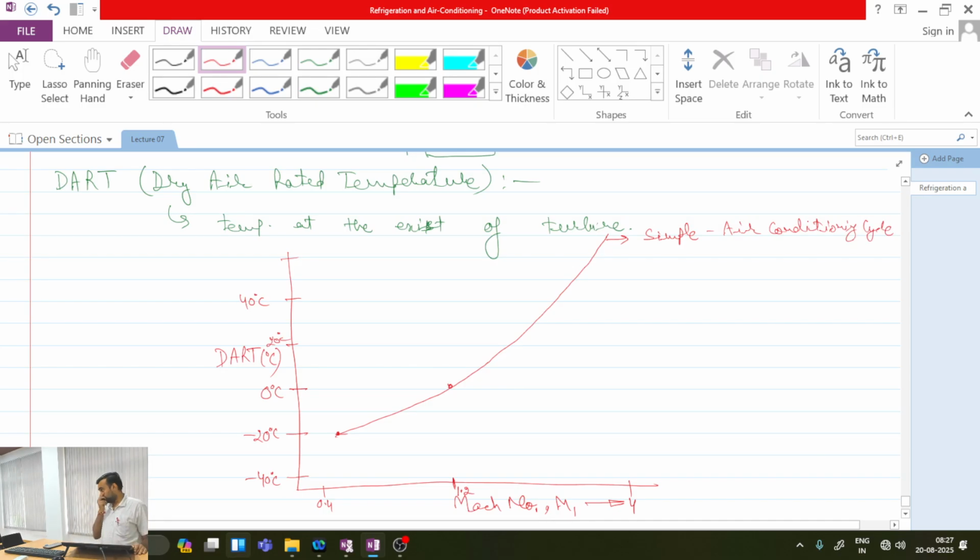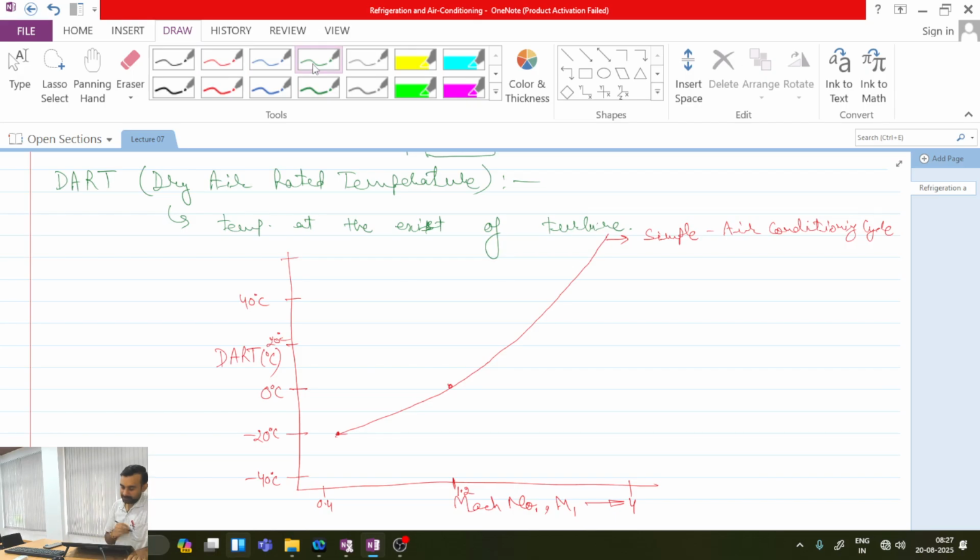Is this one clear? So now earlier what I told you, that if I am somewhere close to 1.7 Mach number, then close to 1.7 Mach number my temperature is close to 25 degrees Celsius. Okay. So if I go above than that, then simple cycle will be giving me temperature at exit of turbine, DART value, greater than 25. Will it be doing effective cooling? Not doing. So that's why it is used for low Mach numbers.